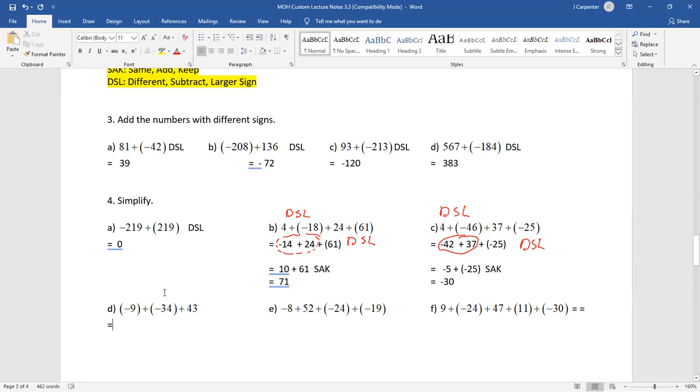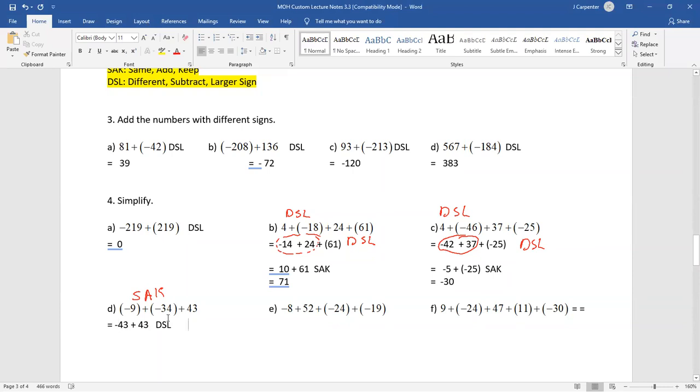So we got the negative 9 plus the negative 34. That would be same sign, so we'll add and keep the signs. So 9 plus 34 is 43, but they're the same sign, so that makes it negative 43. Then we bring down the plus 43. These are different signs, so we'll subtract and keep the sign of the larger. Negative 43 and positive 43.